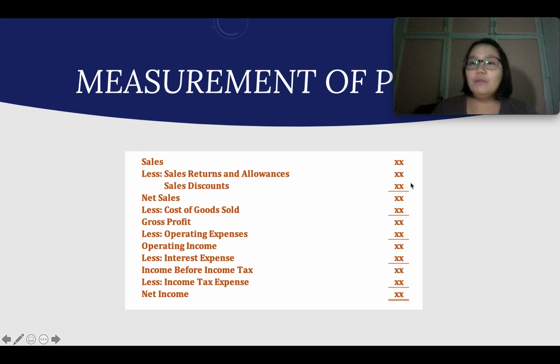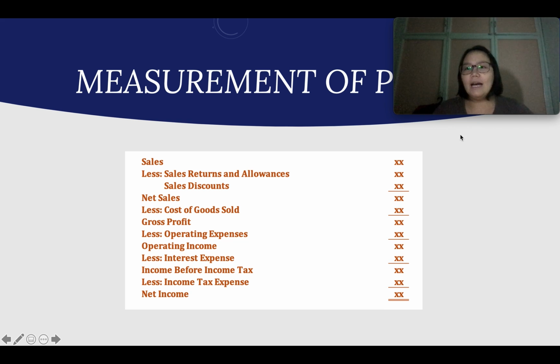Okay, so this is how we measure profit for a manufacturer. We start with the first line item, which is the sales. Less sales returns and allowances, less sales discounts equals net sales. We will deduct the cost of goods sold in order to arrive at the gross profit. We'll deduct all the operating expenses to arrive at the operating income, less the interest expense, and finally less income tax expense in order to arrive at the net income.